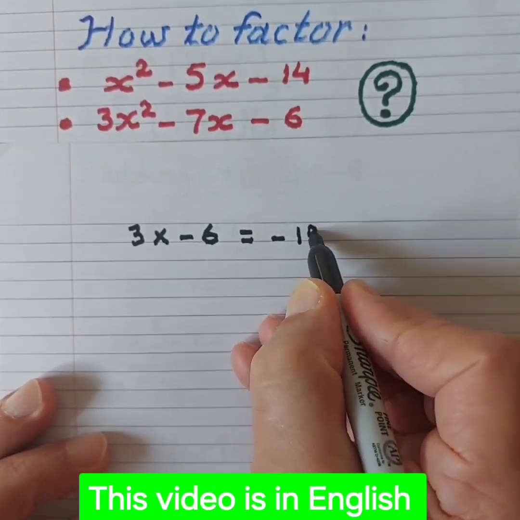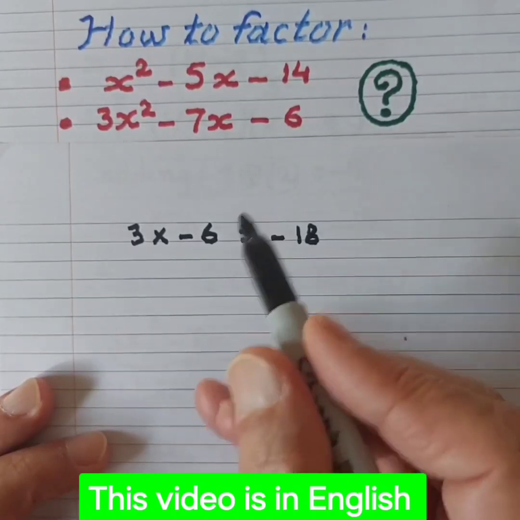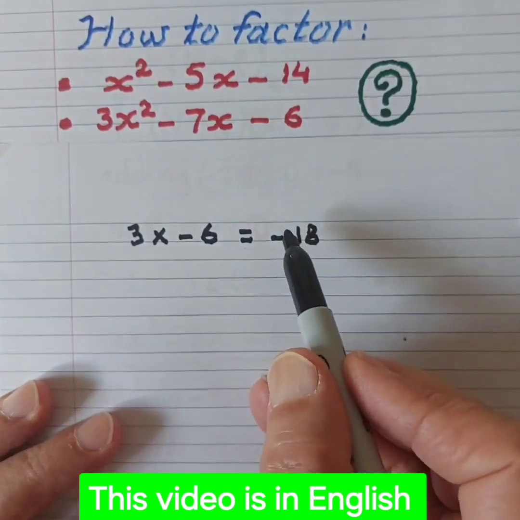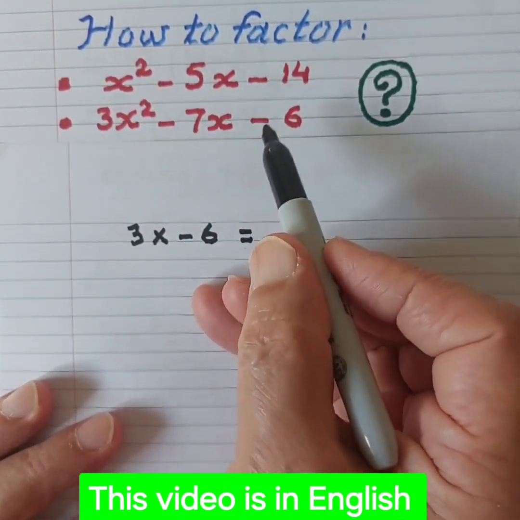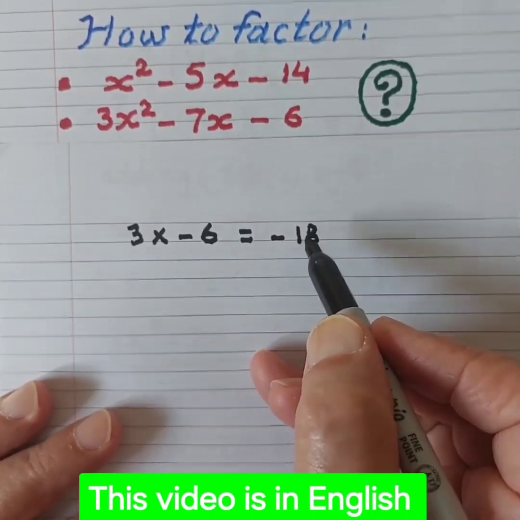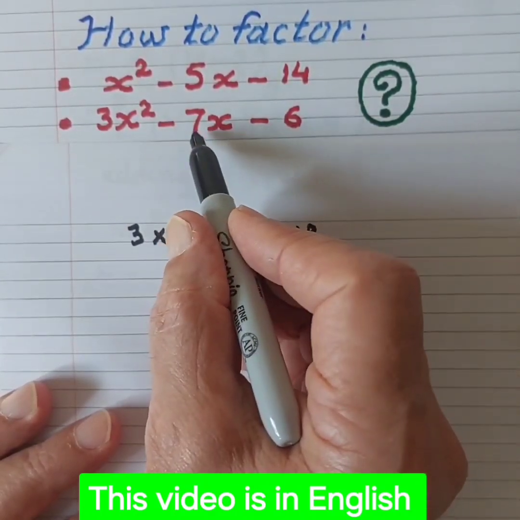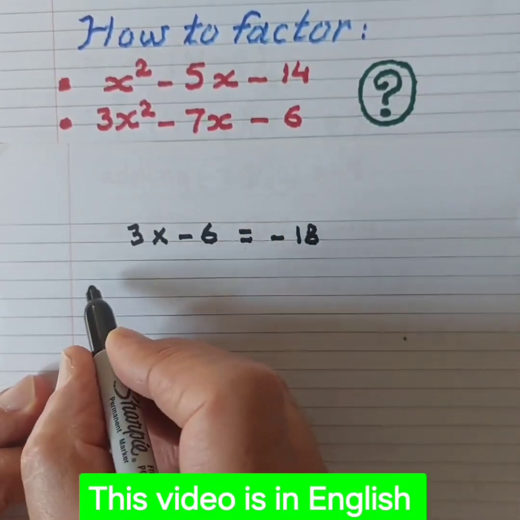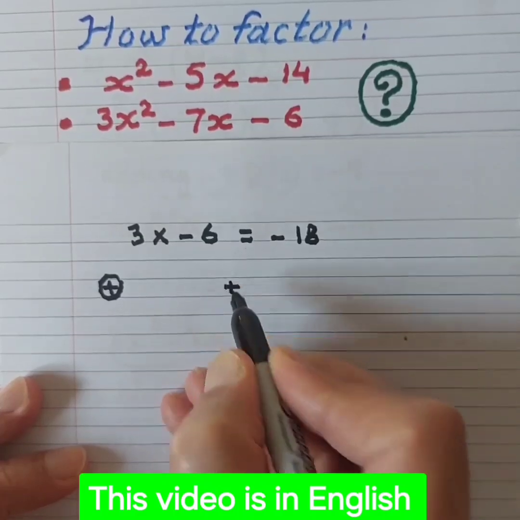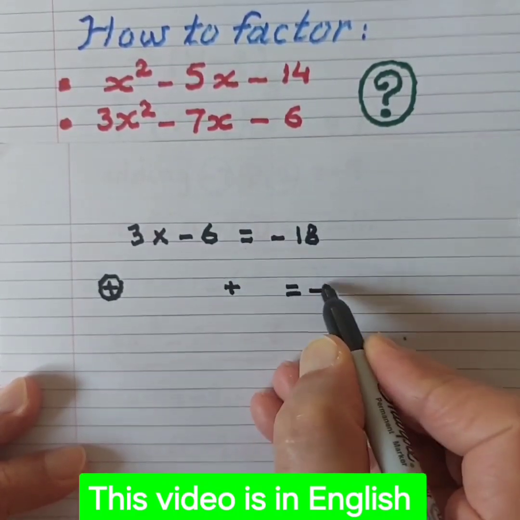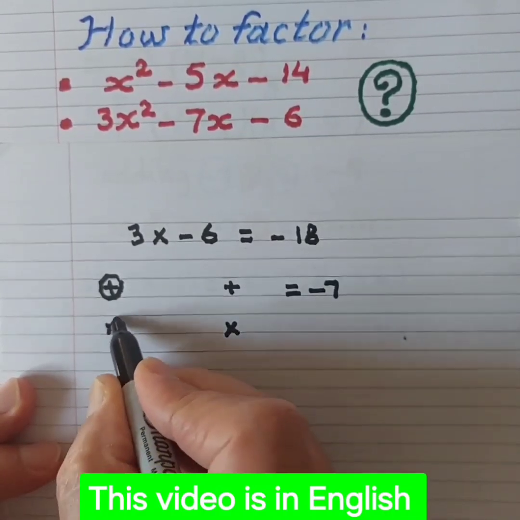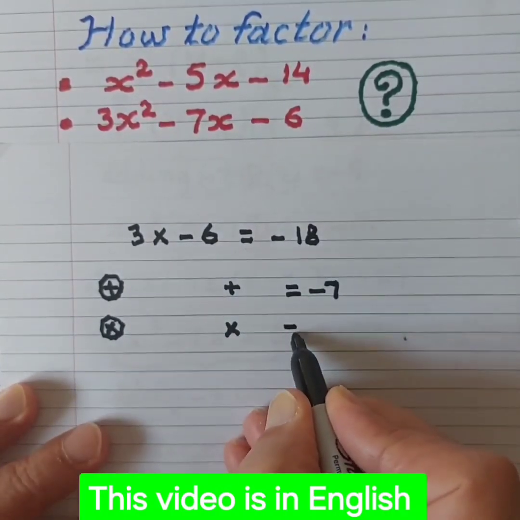Now we start to think what are the two numbers which, multiplied together, will give me minus 18, and added together will give me minus 7. So when I add, we get minus 7. When I multiply, we get minus 18.